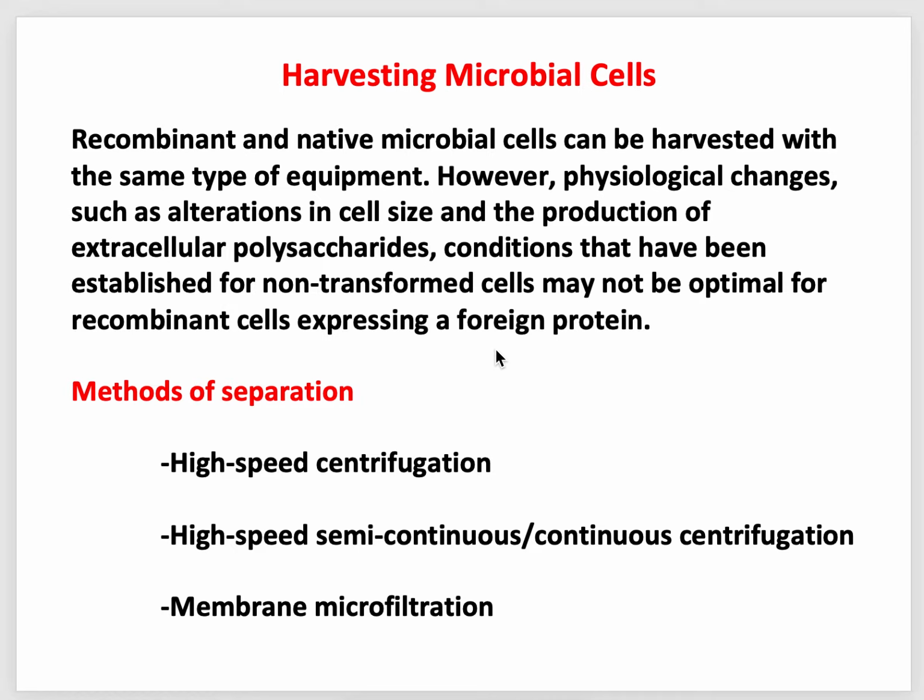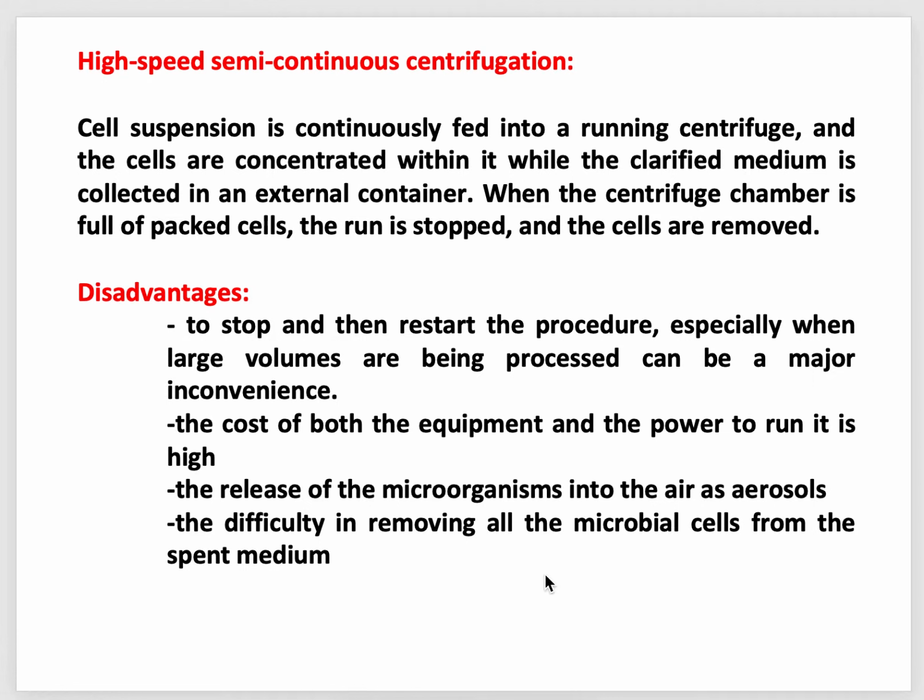But in industry, we do fermentation in very big bioreactors. That means there are lots of liquids. So in that case, a special type of centrifuge machine is required. Usually in industry, semi-continuous or continuous high-speed centrifuges are used. So let's talk about the high-speed semi-continuous centrifugation.